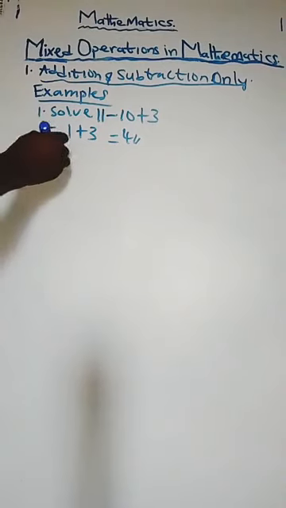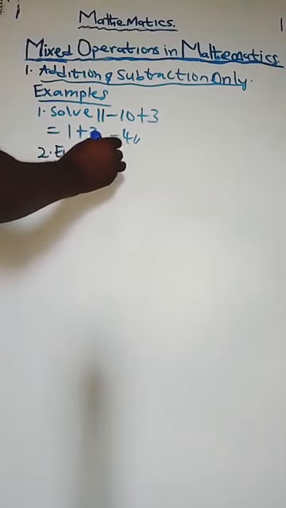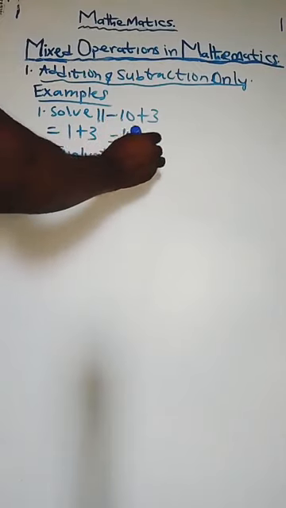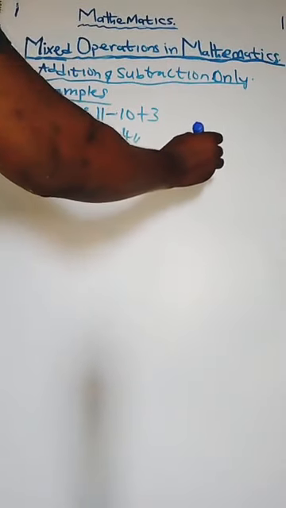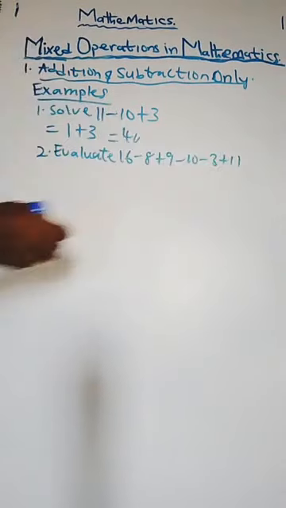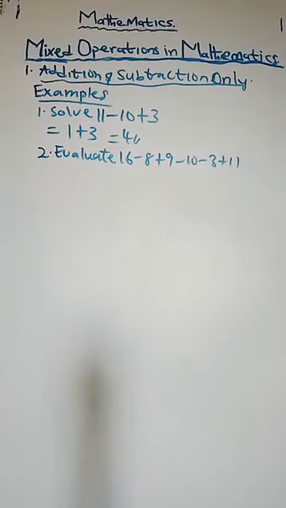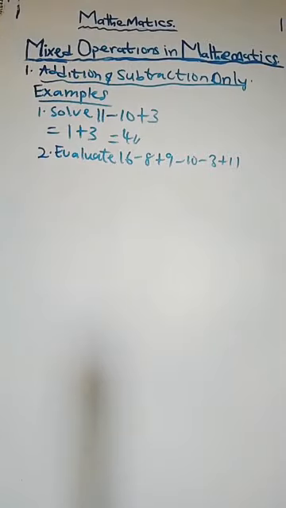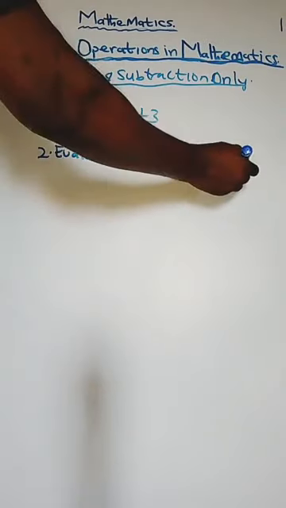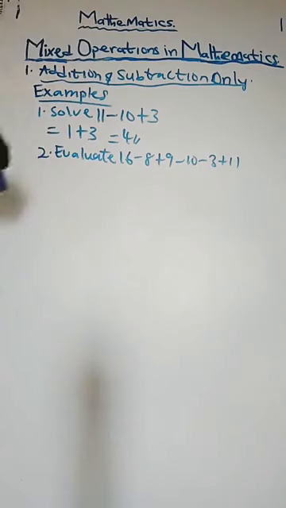Let's look at another question to understand it more. Let's say you have a question that says evaluate 16 minus 8 plus 9 minus 10 minus 3 plus 11. If you look at this question very well, it's more complex than the one we just did. And in this question, we have only addition and subtraction operations. So due to that, we solve from left to right, because in this question, addition and subtraction have equal strength.